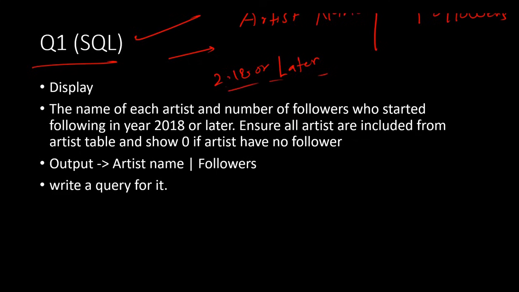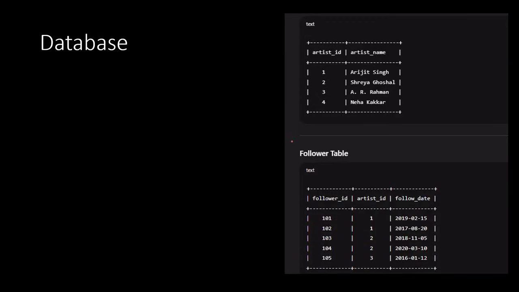Okay, so this is also one interesting condition, that we need to actually include all the artists. Suppose there are no followers, then we need to show zero followers. Okay, we need to write a query for it. So this is the kind of table which is given in a schema.